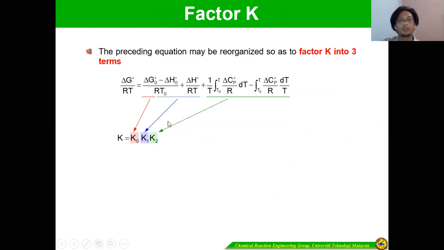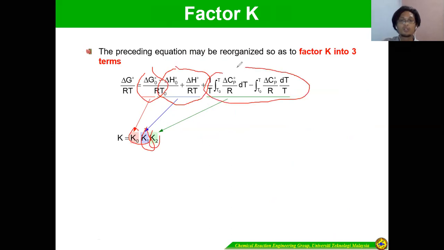Okay, actually K is divided into three types. The factor of K is split into three terms: K naught, K1 and K2. This one is K naught, this one is for K1, and this one is for K2.